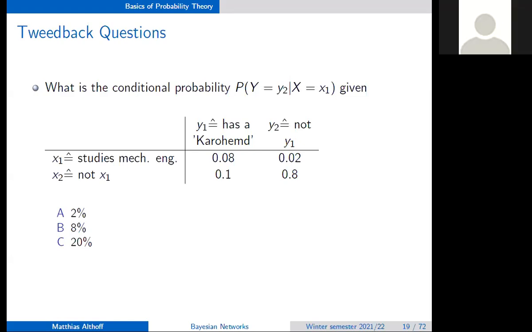Okay, so about 60% chooses C, and then around 30% chooses A. Okay, yeah, C is correct. So what do we need? We need the joint probability of Y2 and X1, which is 0.02. And the probability of just X1 is 0.08 plus 0.02, which is 0.1. And 0.02 divided by 0.1 is 0.2, which is 20%. So if you're not good at calculating this in your head, you need a pen and paper to compute this.